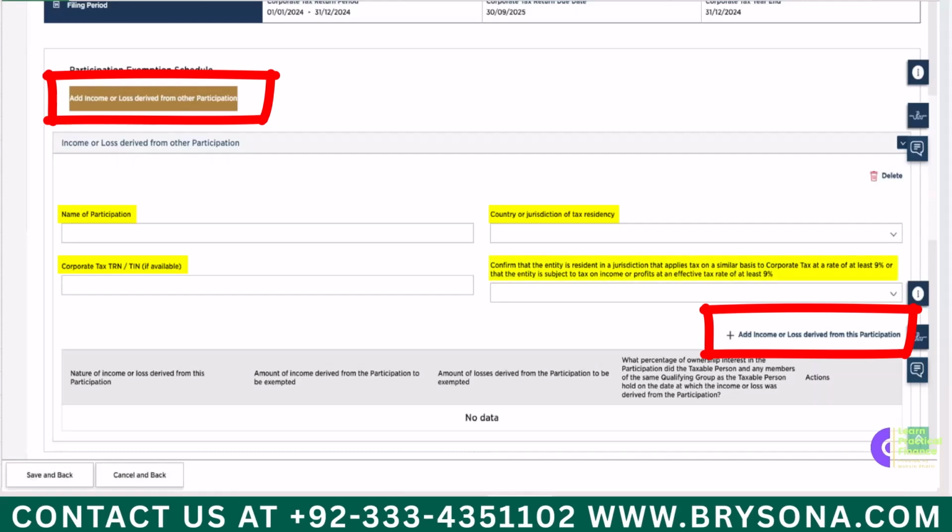And the fourth question is, confirm that the entity is resident in a jurisdiction that applies tax on a similar basis to corporate tax at a rate of at least 9%, or that the entity is subject to tax on income or profits at an effective tax rate of at least 9%. It is a sort of acknowledgement for adding income or loss from the participation about which we have answered the above four questions. We have to click here.